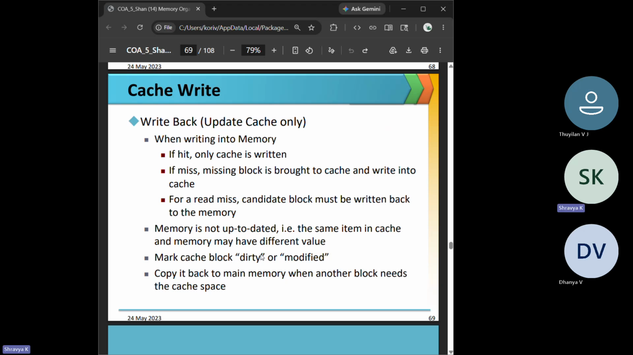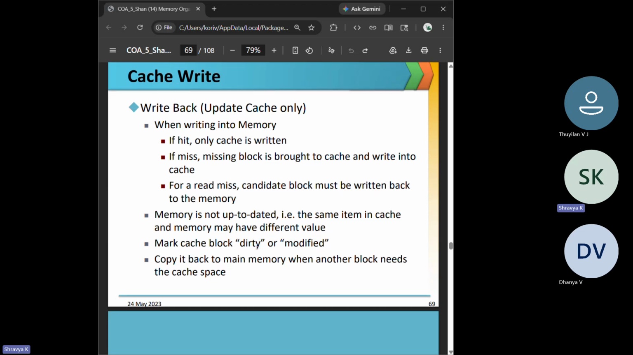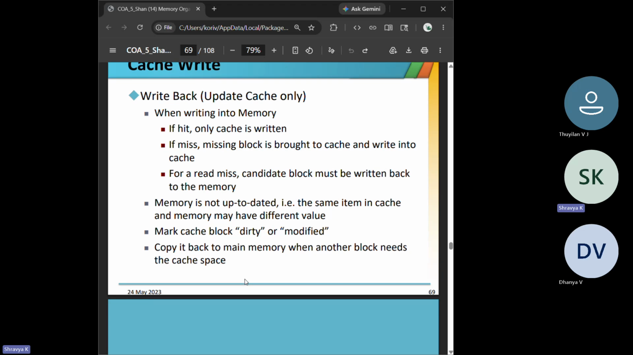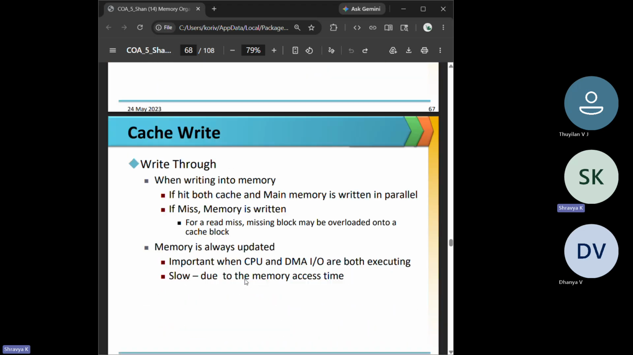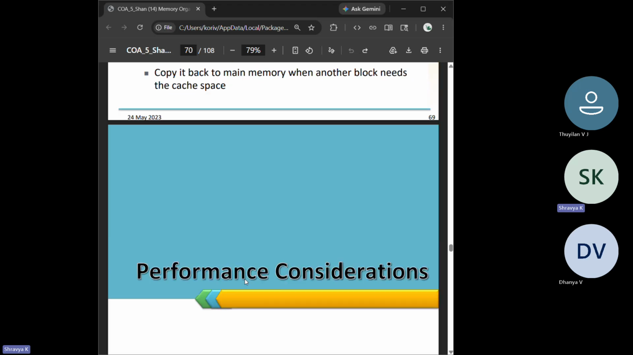Since we are writing in the cache block, we can mark it as dirty or modified, to ensure that you can see that this block has been modified. So whenever you're sending that block back to the main memory, you can just write it back, right? You need to update the memory, so copy it back into the main memory when another block needs the cache space, right? That is how write back and write through differ.